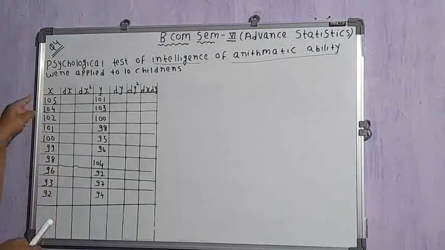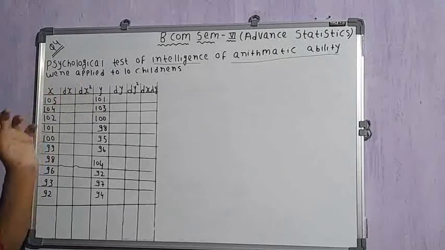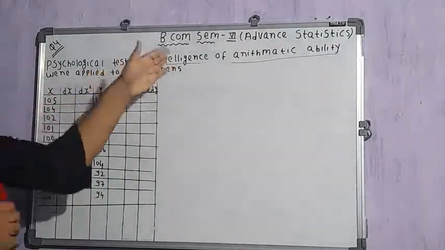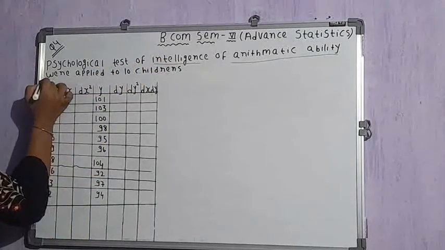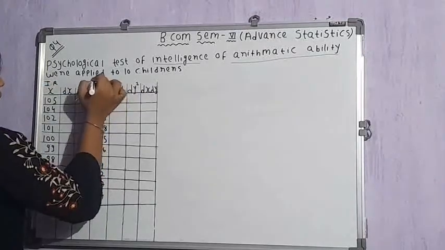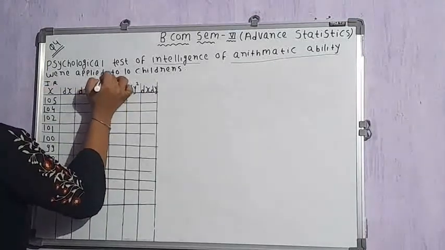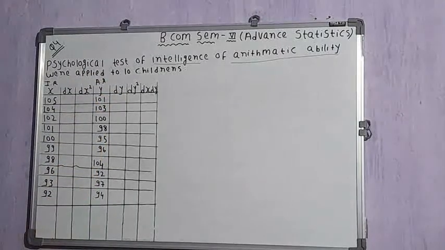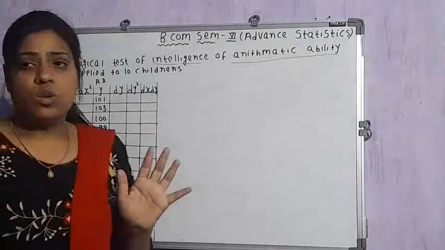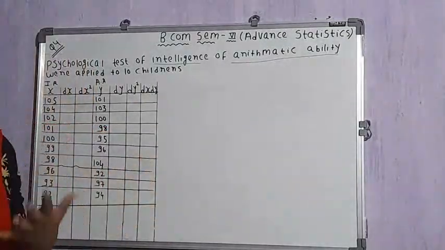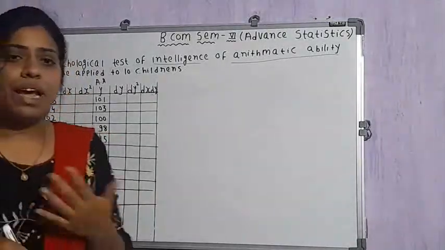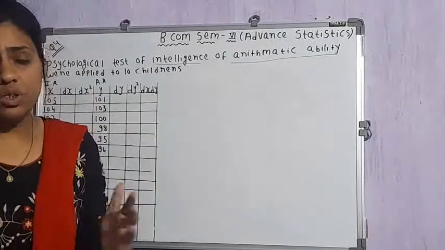So here this x variable and y variable would be given in your question as well. This x variable represents intelligence ratio, that is we will write IR, and this y variable represents arithmetic ability. So here we will write A. A stands for arithmetic ability. So you would be given this data in the question itself. Then after considering that data, you have to calculate the correlation between these two variables by applying the formula of Karl Pearson's coefficient of correlation.